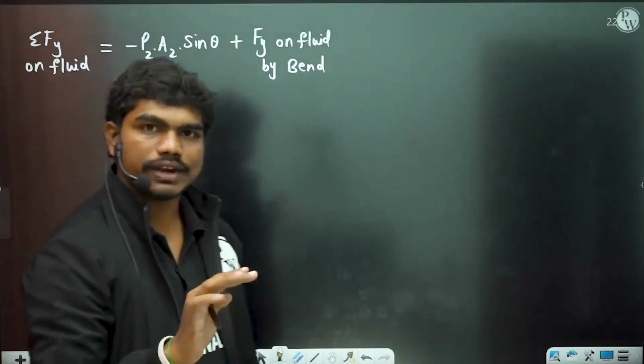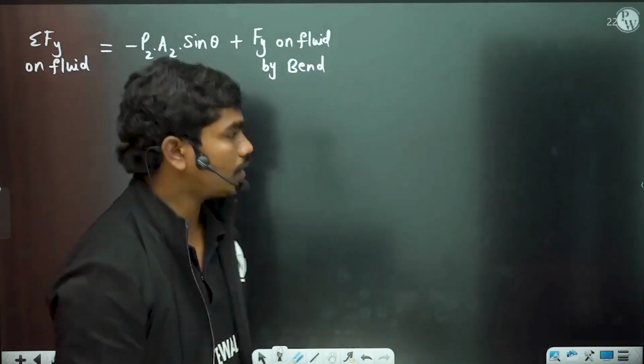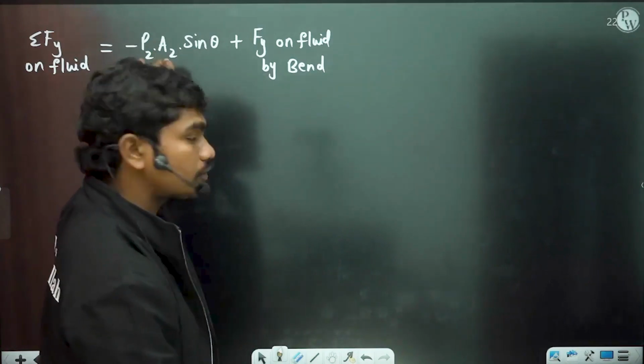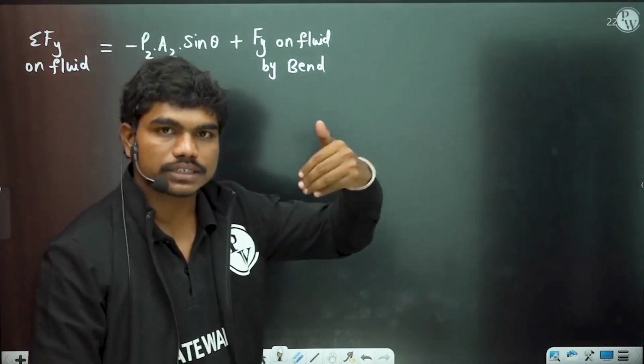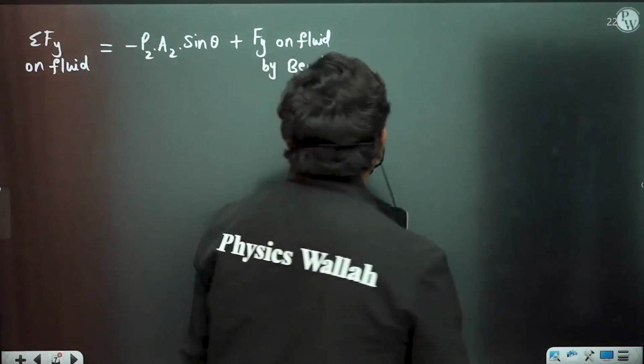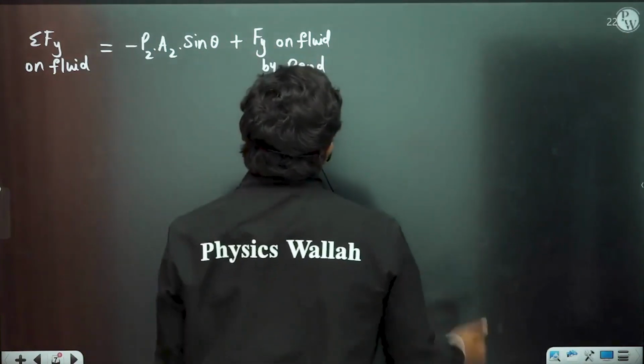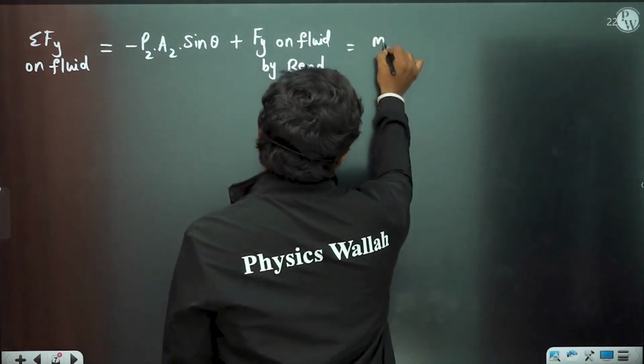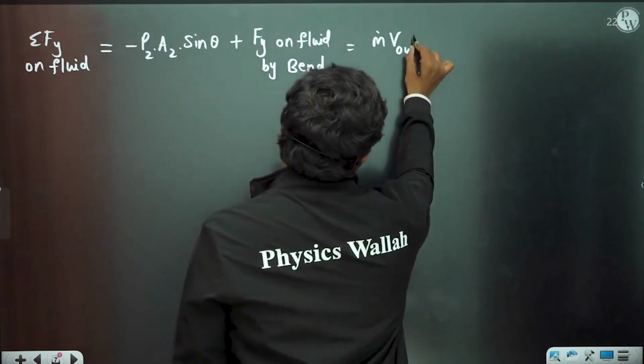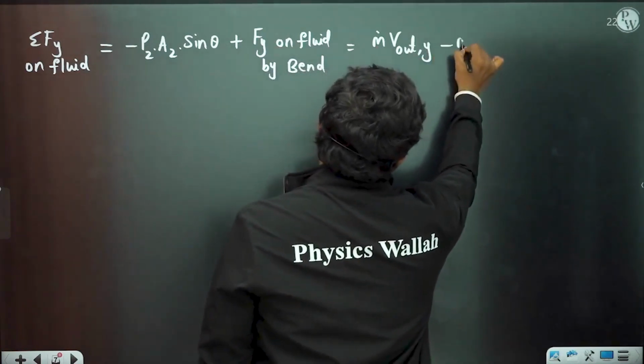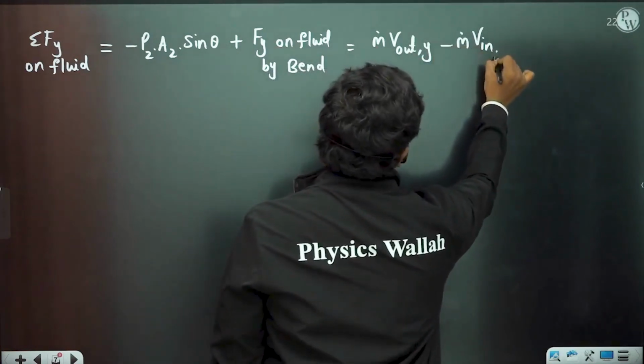Okay, neglecting the weight of the fluid. The weight of the fluid is neglected compared to these pressure forces, because pressure forces are in kilopascals, so they are very large actually. Okay, so now plus Fy on fluid by bend is equal to m dot V out in the y direction minus m dot V in in the y direction.